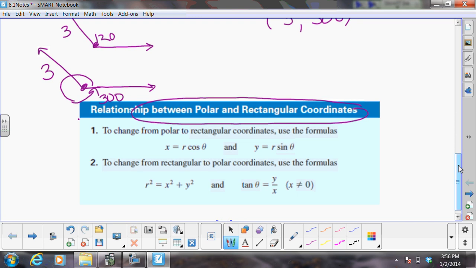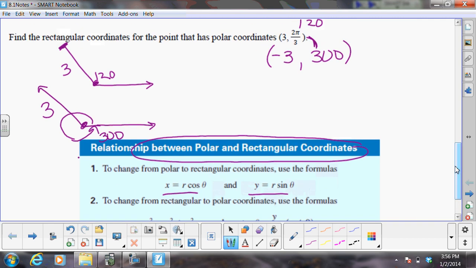Make sure that this is actually written on your paper. It's y over x. I don't know if it was cut off or not. But you need these pieces. Find the x and the y. Well, our r is 3. Our theta is 2 pi over 3. We just got to plug it in.